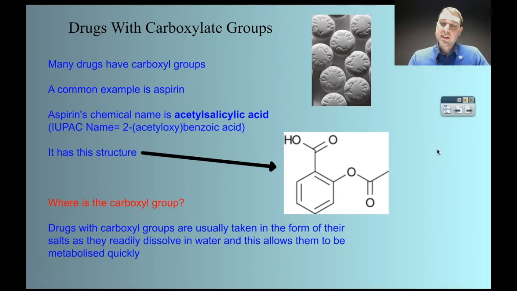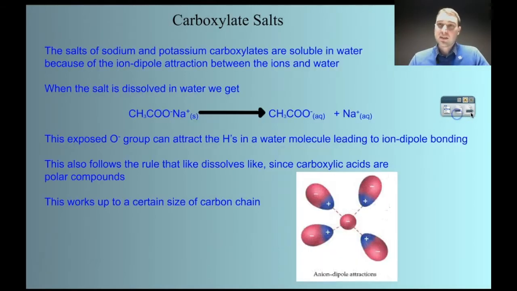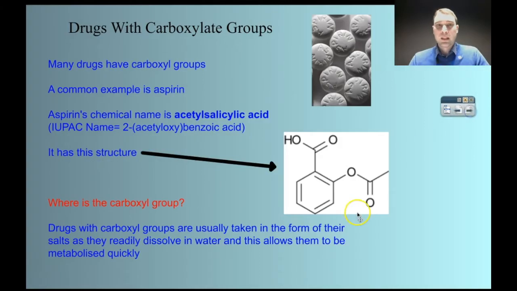The last part we're going to talk about today is how many medicines and drugs have carboxyl groups and how they're taken in the form of their salt. Now this relates back to what we said about solubility. Here's an example. This is aspirin, its name is acetylsalicylic acid. The question is, where's the carboxyl group? Well, the carboxyl group is here. There's a carboxylic acid group, C double bond O, OH. It's also got an ester group here, which is interesting.